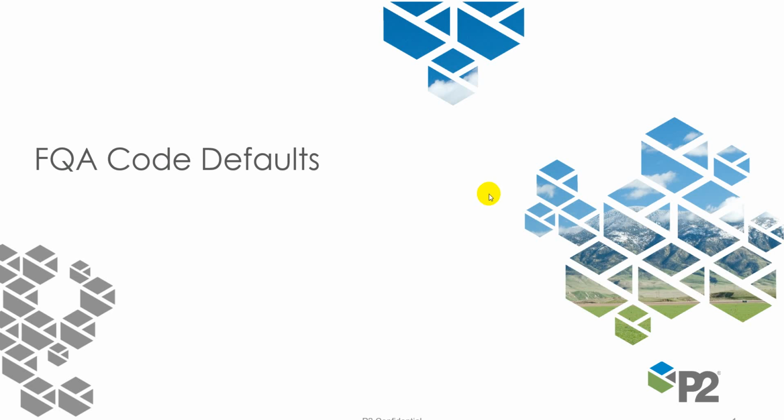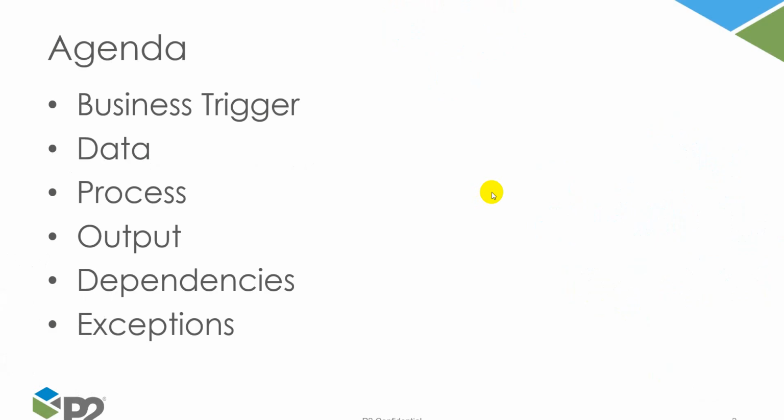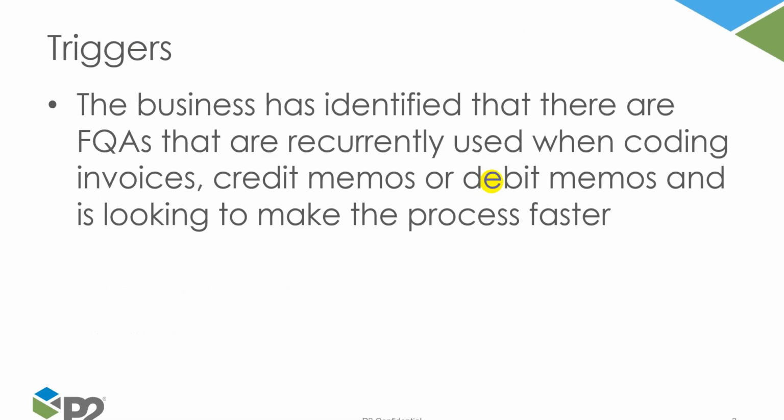In this video, we will see the process to set up FQA Code Defaults. We will start with the trigger for this process, the data we need to know before we run it, the process we will look at in the IDEA screens. We will talk about the output of the process and also other processes that depend on it, and exceptions.